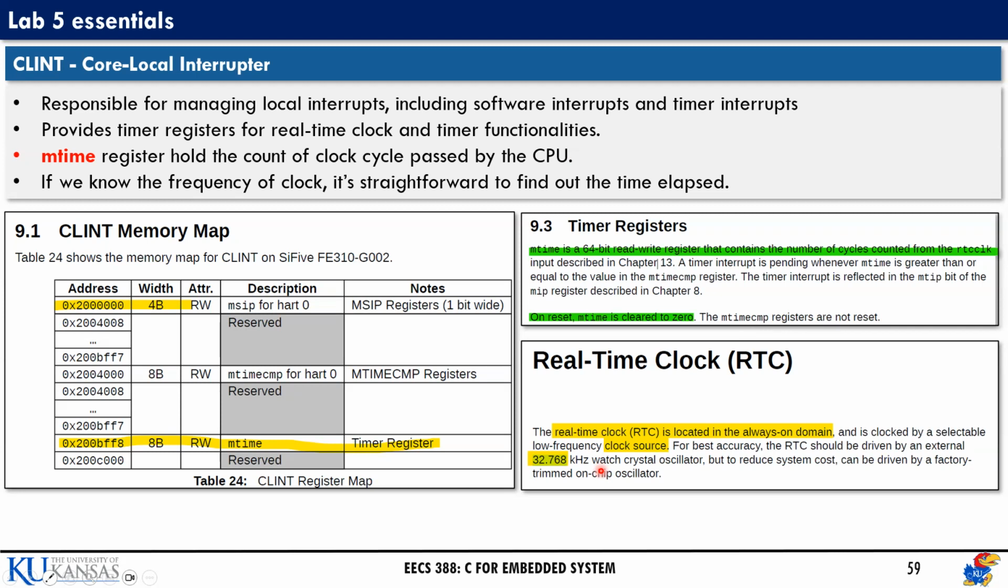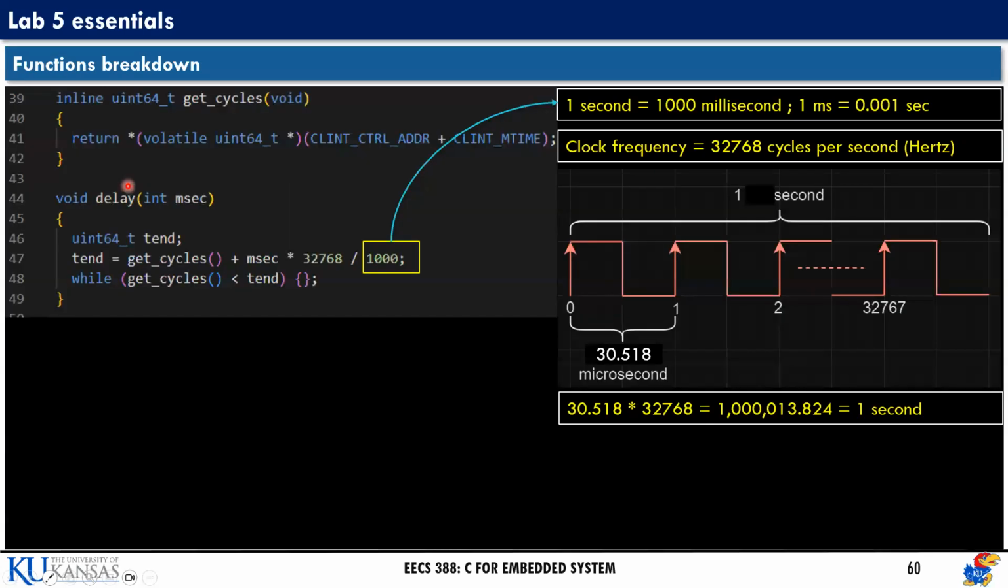To pass 1 second in our microcontroller, we need to go through a total of 32,768 clock cycles. In the next slide, we're going to go through this frequency in more detail and see how we can calculate the time from it. Definitely, if we know the frequency of the clock, it is straightforward to find out the time elapsed.